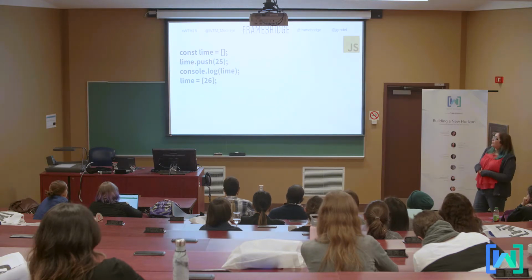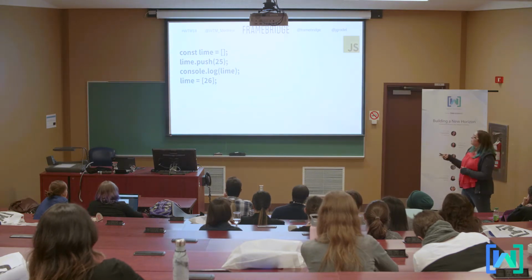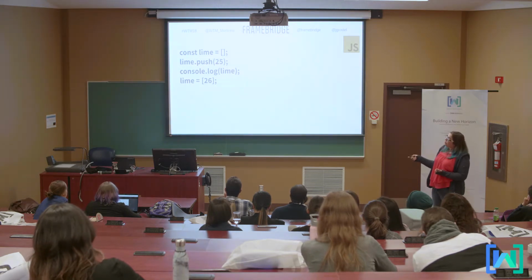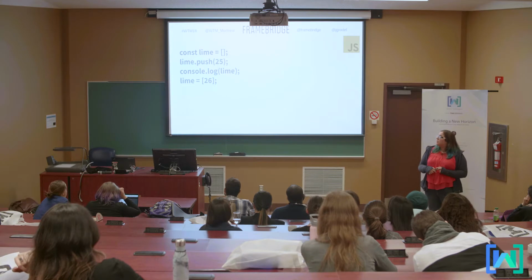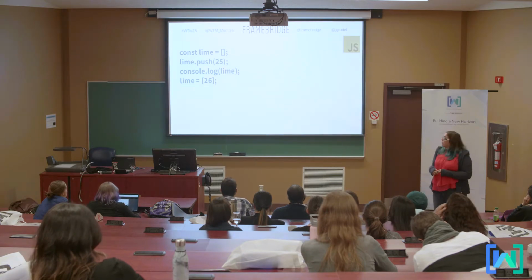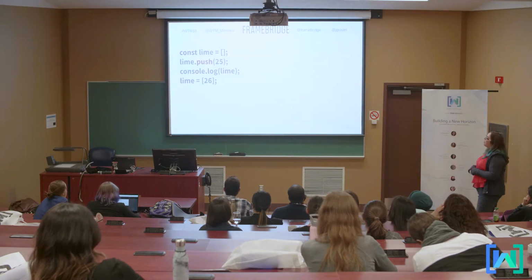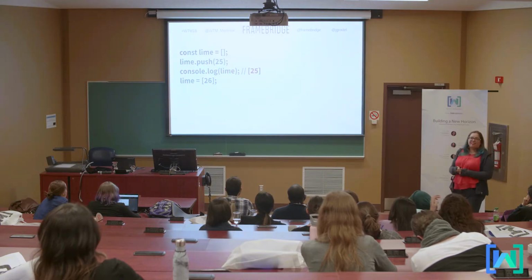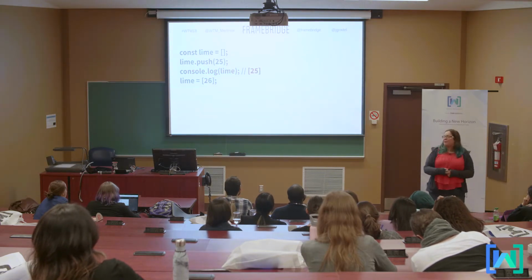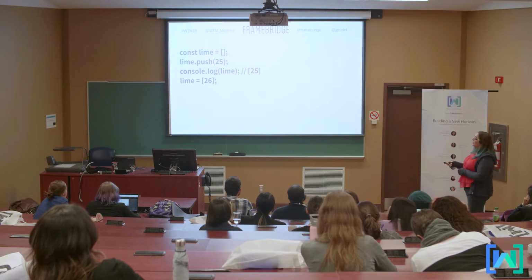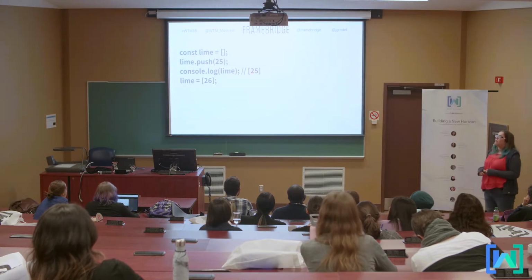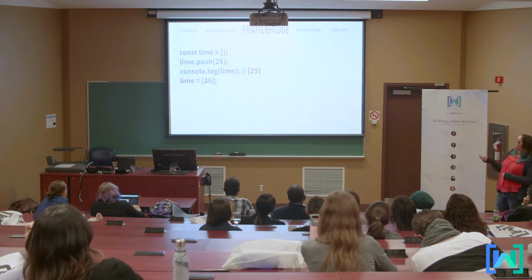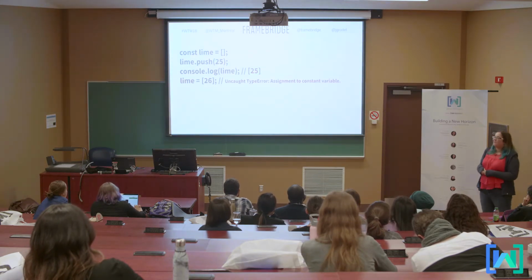All right, here is another const. I'm going to set up a const lime and set it up as an empty array. And then push to lime the value of 25. At this point, I can console log out the value in lime, and I'll get an array with one item, which is the number 25. If I come down here, and I now say lime equals this array with this value of 26, I will get a JavaScript error.